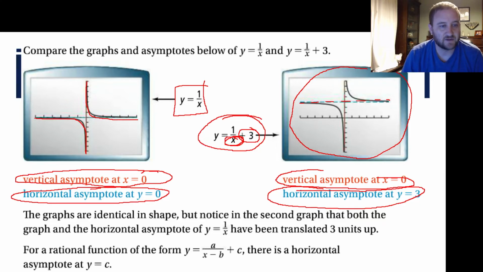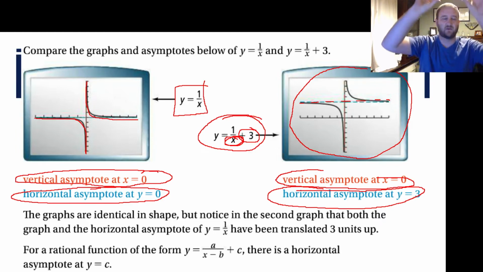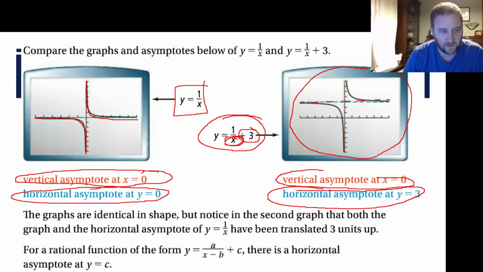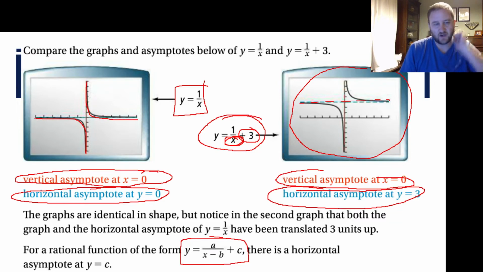Okay, so the graphs are identical in shape. Nothing changes about the graphs. The only thing that changes is that it's translated 3 units up. So for a rational function of the form y equals a over x minus b plus c, there is a horizontal asymptote at y equals c.